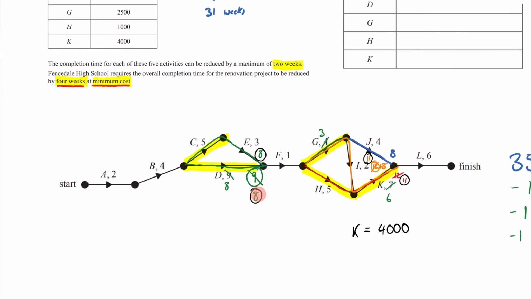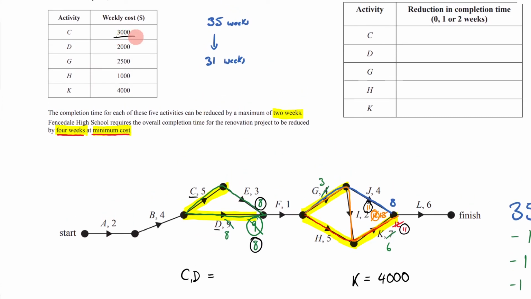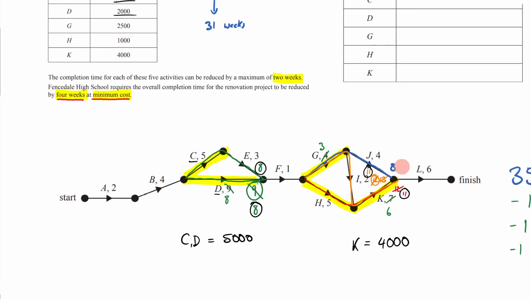If I wanted to reduce this 8, what you have to realize is that I would have to reduce both C and D. Because if I was just to reduce C, for instance, that would become 4 plus 3 is 7. Well, it's still going to take me 8 weeks to complete it. So you'd have to reduce both C and D here. Now, what is the cost of C and D? Well, C costs 3 grand and D costs 2 grand. So it's going to cost a total of 5 grand here. So at the moment, K is looking better. But is there anything else I could reduce here that would help out?